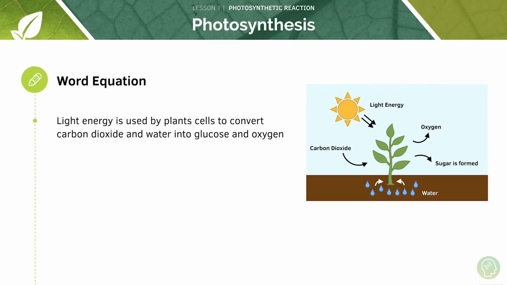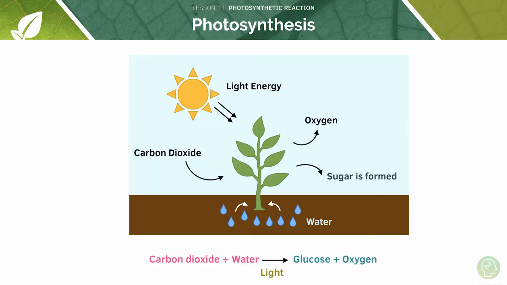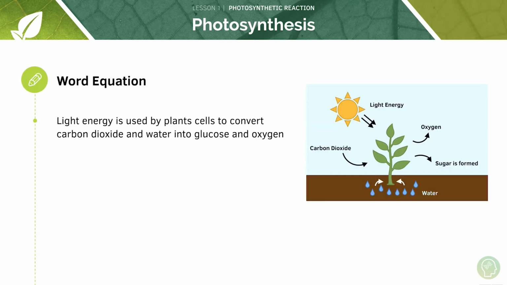So light energy is used in this way by plant cells in order to convert carbon dioxide and water into glucose and oxygen. And can you see how that statement basically means the same as this word equation? So really, as long as you understand either the word equation or the statement, you'll be able to form either or. So it's all about your understanding here.